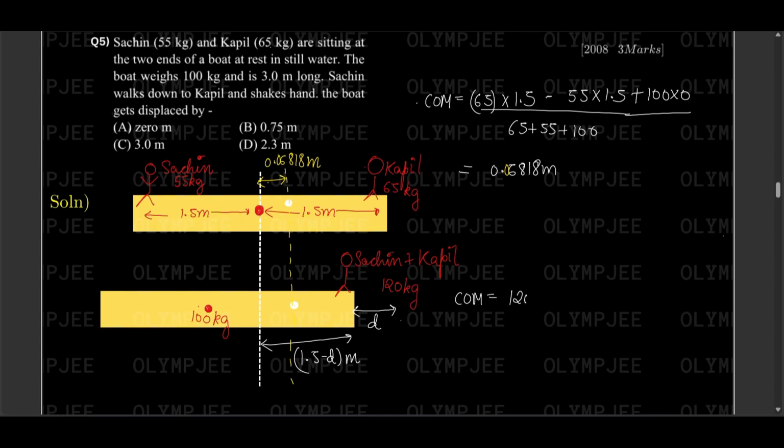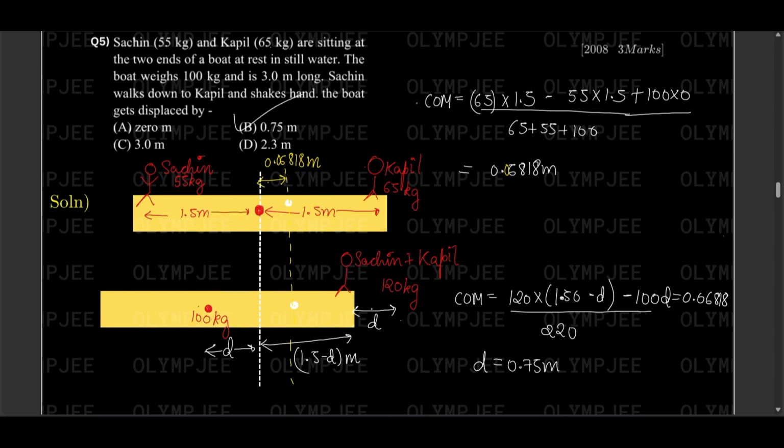So 120 into 1.5 minus d, minus of, this has moved d to the left, so minus of 100 d by 220. This is 220 total mass. This should be equal to 0.06818. So on solving this, we get that d is equal to 0.75 meter. So the correct answer is option B. So some people forget that the person would also shift by d, and so they get the wrong answer.